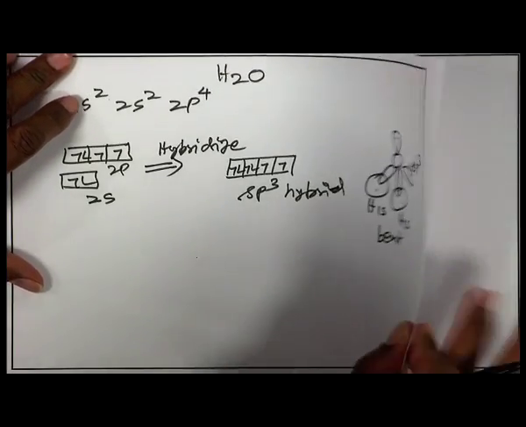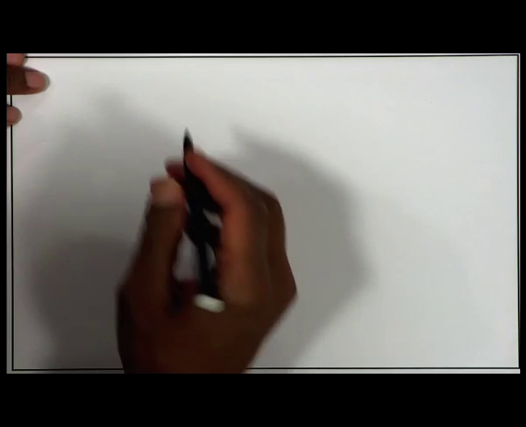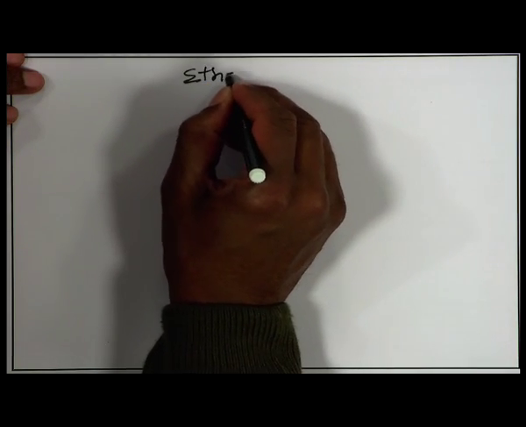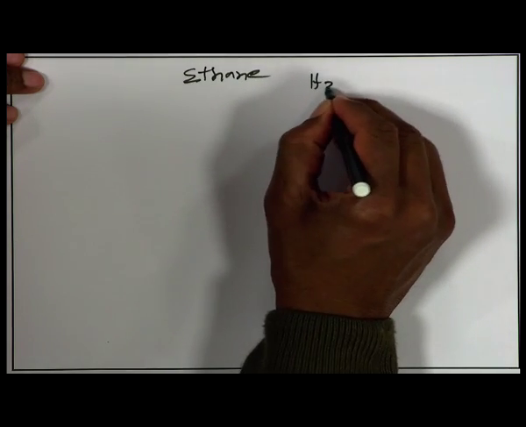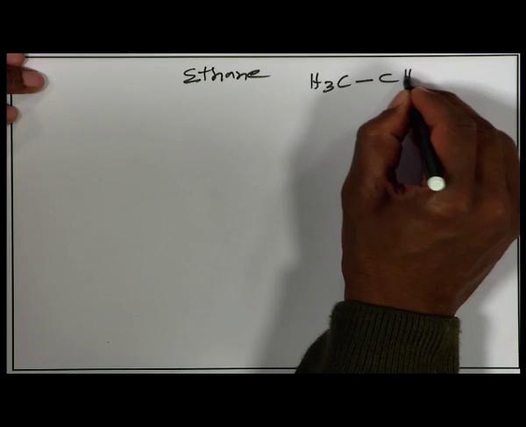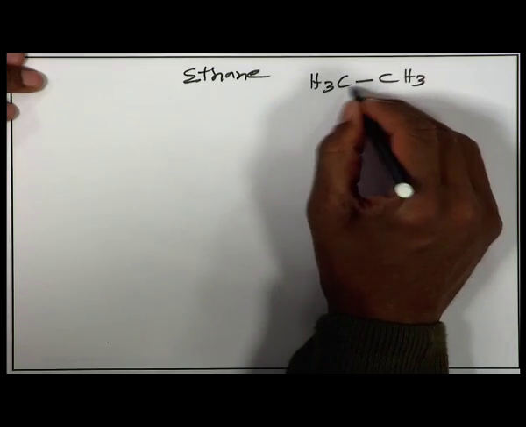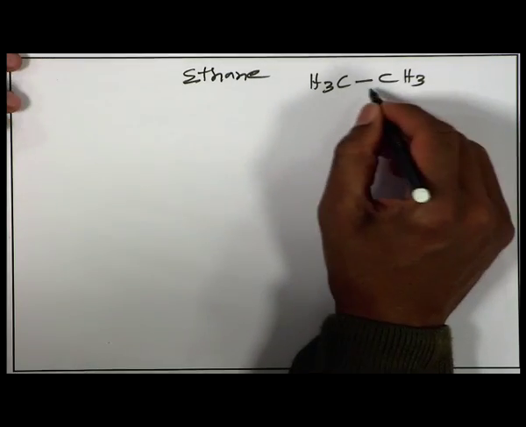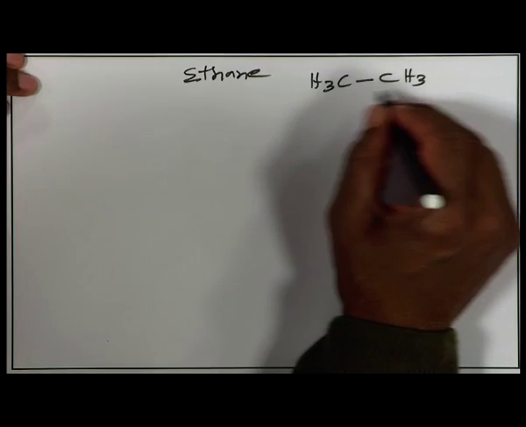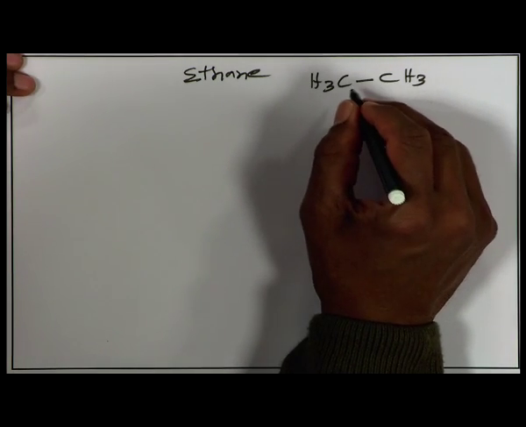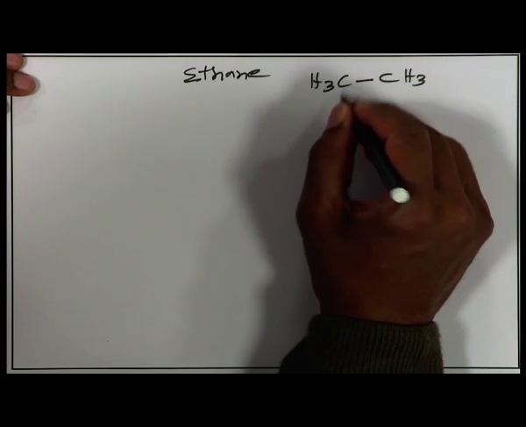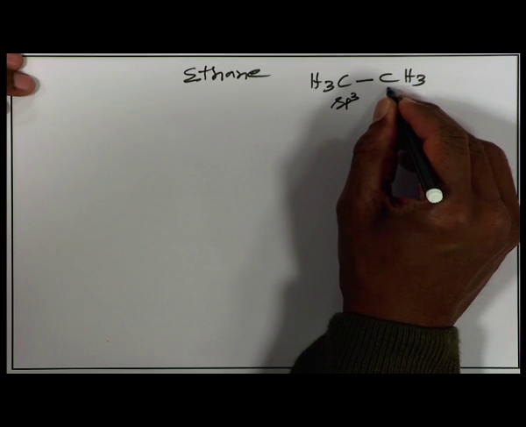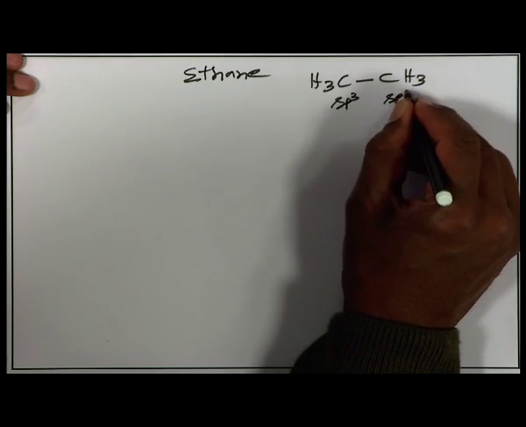Now, let us see more about the valence bond method of treating bonds in other molecules. For example, ethane. You know the structure: 2 CH3 groups bonded together through carbon. This is ethane. Because the carbon is connected to 4 atoms, the carbon has sp3 hybridization. Similarly, this carbon has sp3 hybridization.